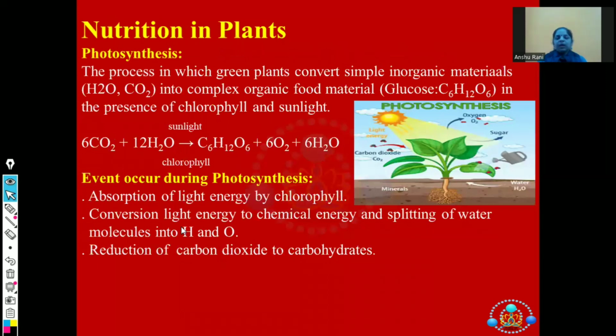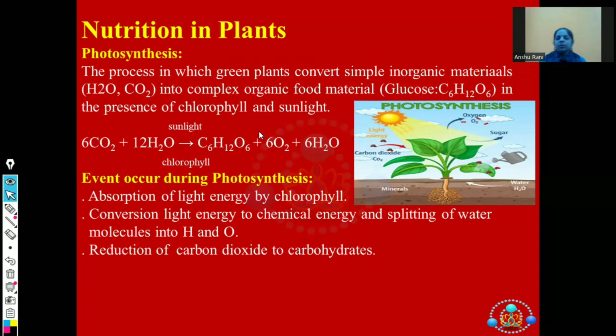What is the method of nutrition in plants? The process is photosynthesis. In photosynthesis, plants absorb carbon dioxide and water in the presence of sunlight and chlorophyll. They give glucose, oxygen, and 6 water molecules are lost by leaves in the form of water of transpiration. Right? This is the chemical reaction of photosynthesis.